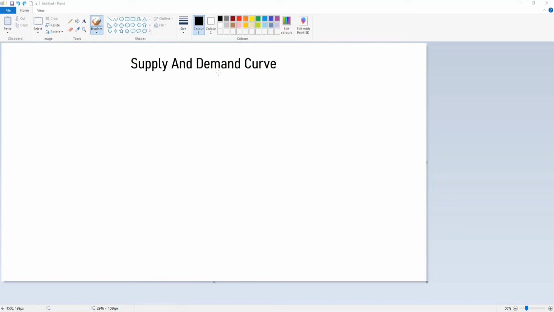Now, as suggested by the title, today we're going to be speaking on supply and demand curve. And this is one of the things that you have to have in your bag in order for you to be able to identify high probability areas. So what is a supply and demand curve? A supply and demand curve describes how expensive or how cheap a security is.